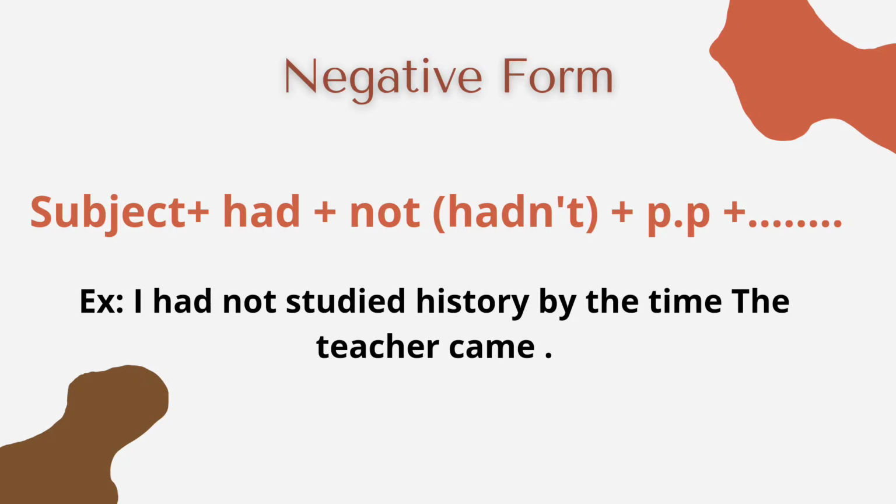The negative form is also so simple. We just put the subject plus had plus not or hadn't plus the past participle and then the rest of the sentence. For example, I had not studied history by the time the teacher came.